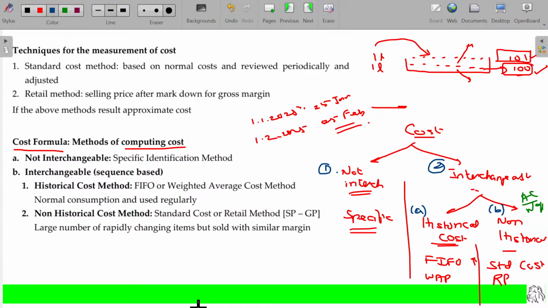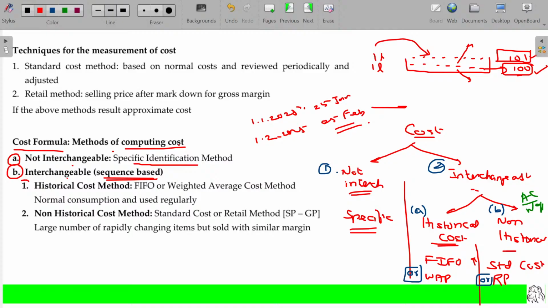Under the historical method, two options are there, FIFO or WAP method. Sir, which should be followed first? Do I follow FIFO first or WAP first? No. Here it's or, it's your choice. Similarly, here standard cost or retail price is also your choice. Hope you are now able to understand how we can determine the cost for the goods we purchased. This is called the cost formula. The cost formula is nothing but a method of computing cost. First, you have to go for non-interchangeable. If you are able to finalize that the cost is for non-interchangeable, then the specific identification method is final. Second being interchangeable. Sequence based.